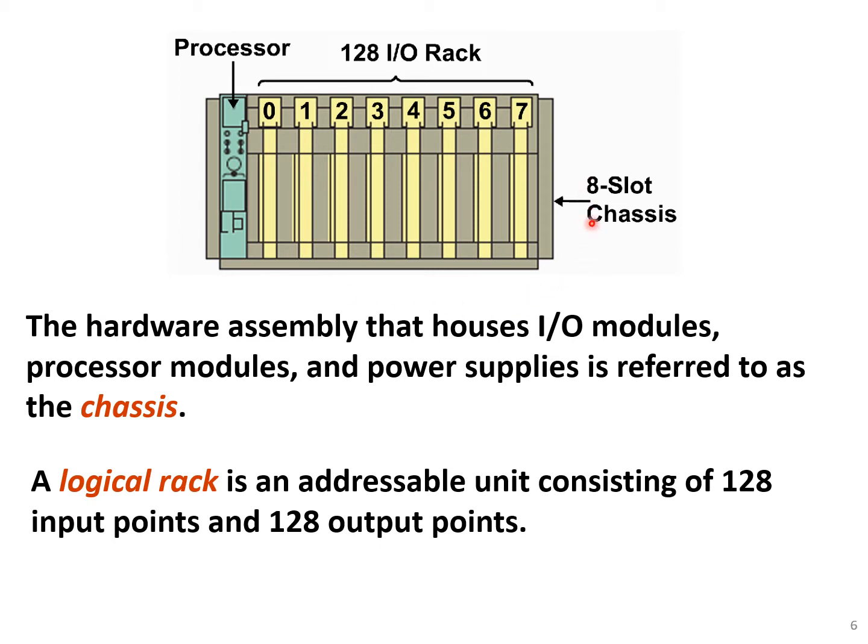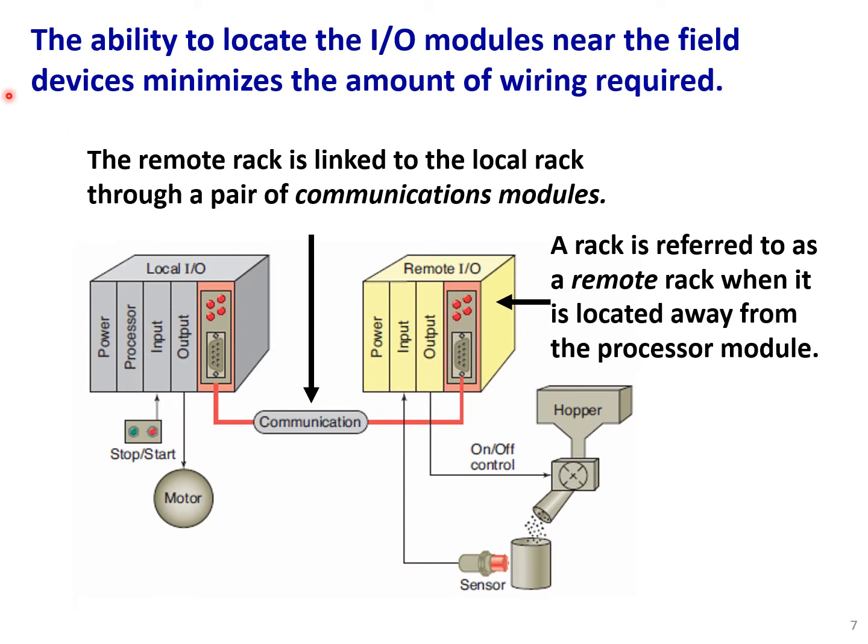Here basically we have an 8 slot chassis. We have slots 0 to 7 for the input and output, and it consists of a 128 output rack. It means that we could cover 128 inputs or outputs. The ability to locate the I/O modules near the field devices minimizes the amount of wiring required.